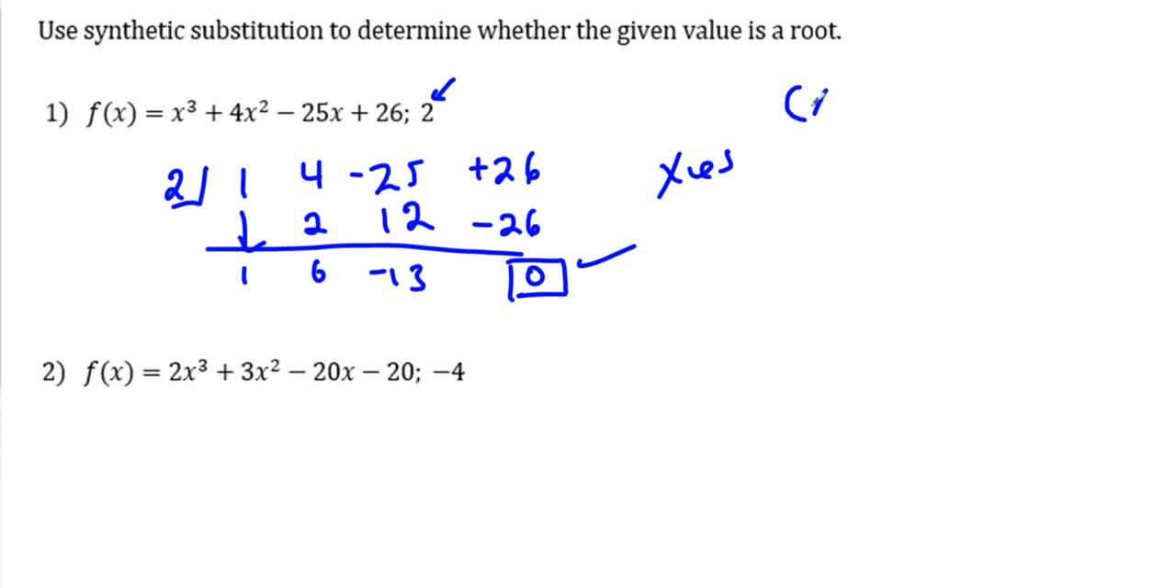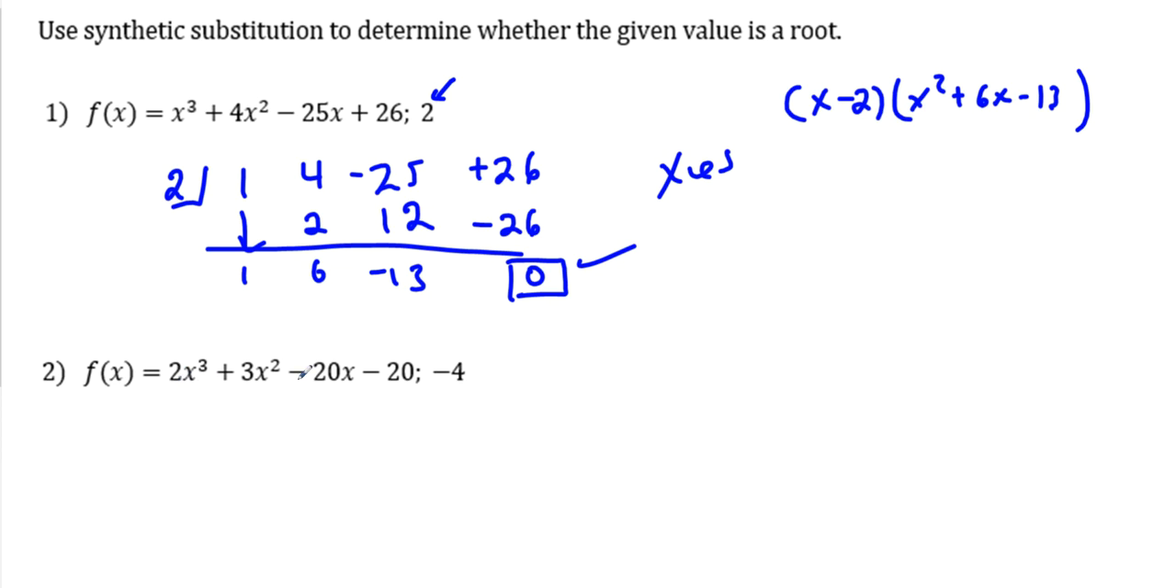So we know that we have x minus 2 times something if we were to factor this out. Okay? And that something will be x squared plus 6x minus 13. So x squared plus 6x minus 13. To find the other roots, we can factor or do quadratic formula, complete the square, whatever. So let's go ahead and take a look at this one.